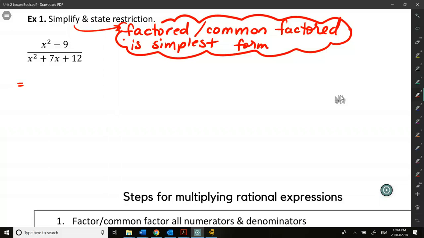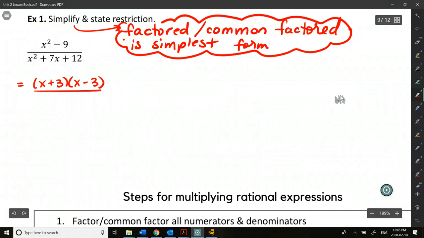Close. So x squared and 9 are perfect squares. Minus 3. Yeah, so it's a difference of squares. So we do x plus 3, x minus 3. Very good. And for the bottom, we're looking for two things that multiply to 12 and add to 7. 4 and 3, that's right. So positive 3 and positive 4.